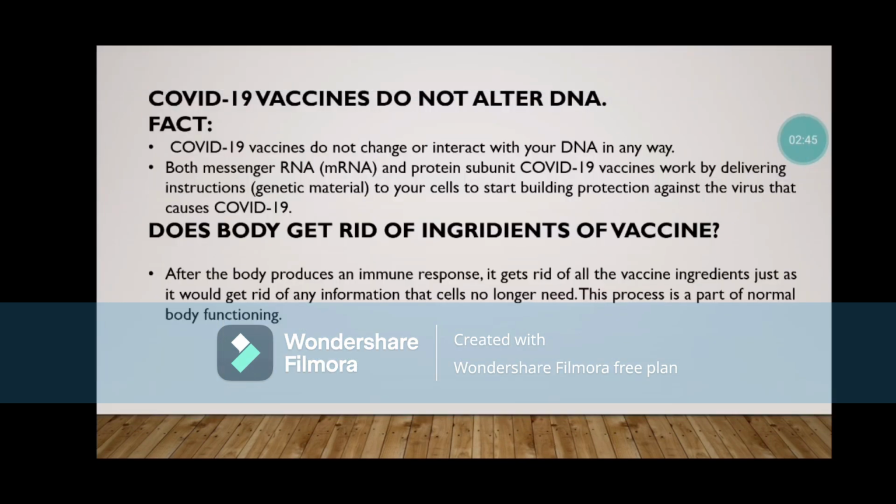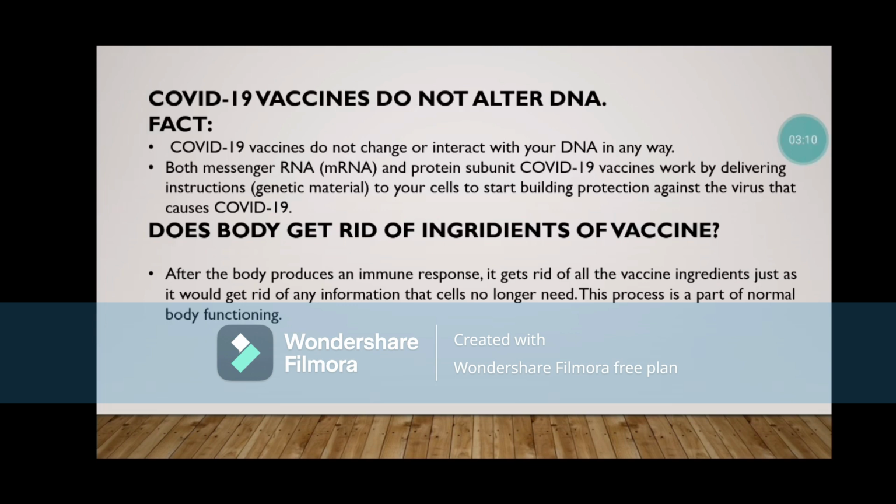Number 8. COVID-19 vaccines do not alter DNA. Fact. COVID-19 vaccines do not change or interact with your DNA in any way directly, but they give a message. Messenger RNA and protein subunit COVID-19 vaccines work by delivering instructions, basically the message, to your cells, to start building protection or immunity against the virus, producing antibodies and other things.